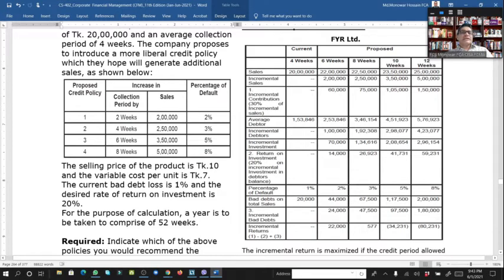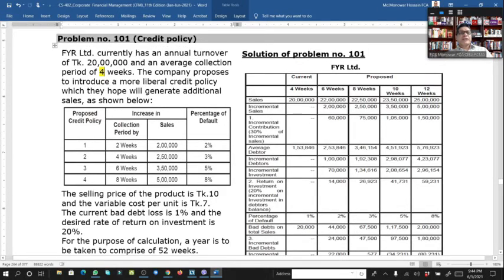So in the proposed credit policy, there are 4 credit policies. Collection period 2 weeks more, but the present is 4 weeks. That means the collection period increases by 2 weeks, and the total would be 6 weeks. And the sale increases, with the percentage of default 2%. So these are the 4 proposed items. They all increase compared with the present scenario.